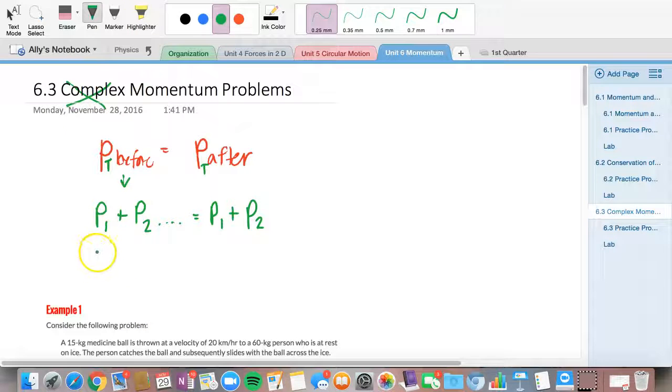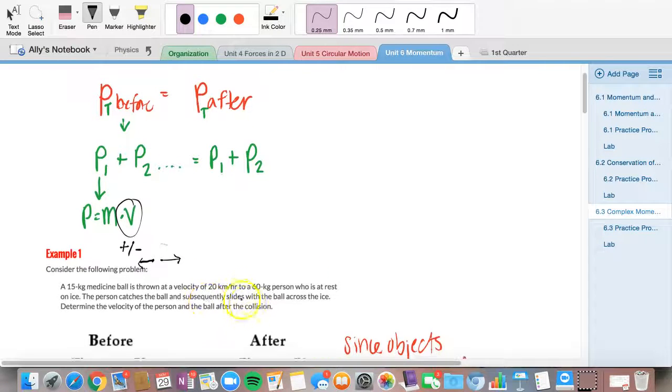So to break this down even more, how do we find momentum of an object? It's always the mass of the object times the velocity. Now, velocity is a vector quantity. Okay, it'll either be positive or negative. Positive is if it's going in this direction, and then negative is if it's going in this direction. So the direction is important. It's going to impact the sign of your momentums. So this is the formula we're going to be using to solve these problems.